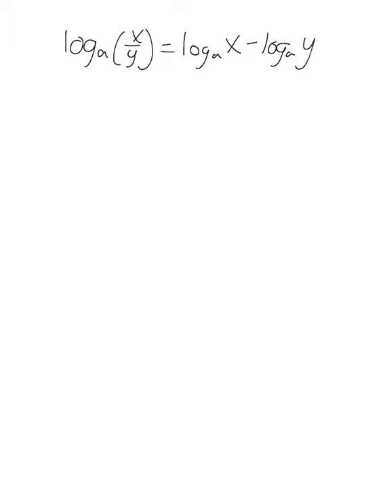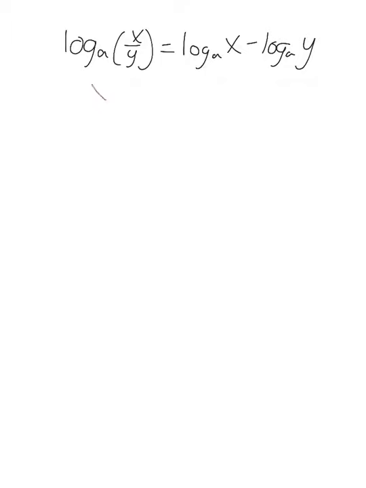So we're going to prove the property of logarithms that says the logarithm base a of the quotient of x and y is the same thing as log base a of x minus log base a of y. So the first thing we're going to do is just define what our x's and y's are going to be.